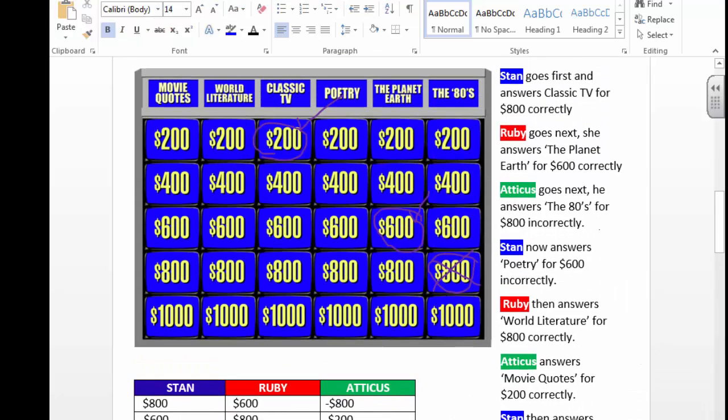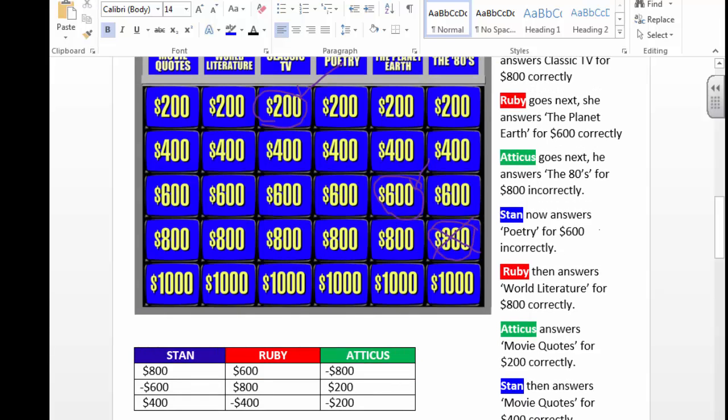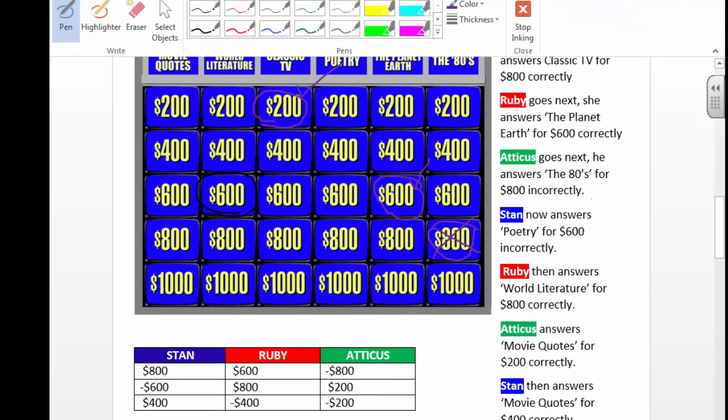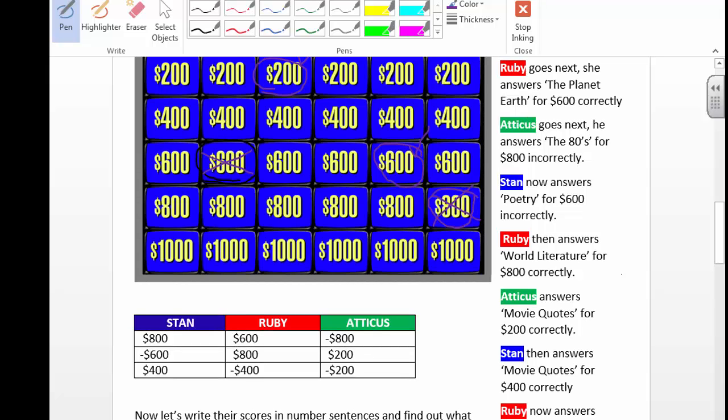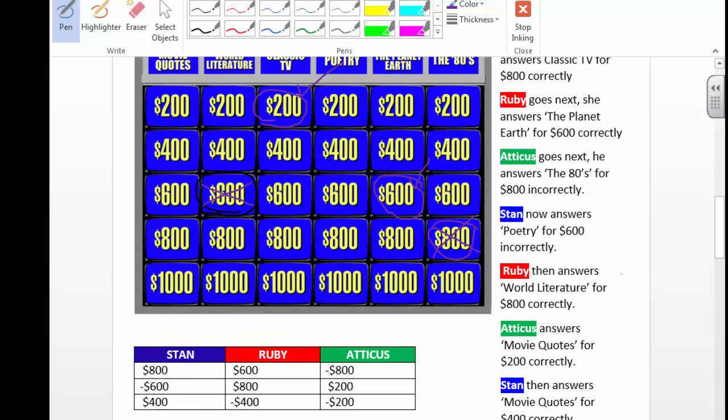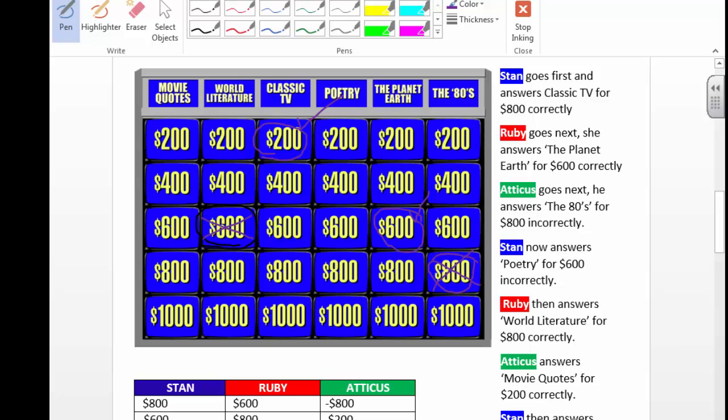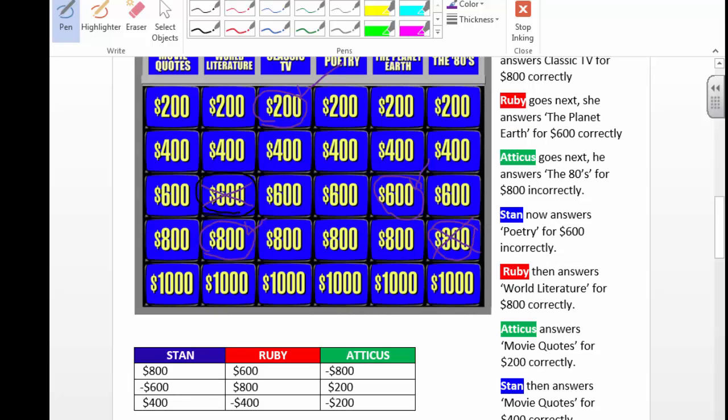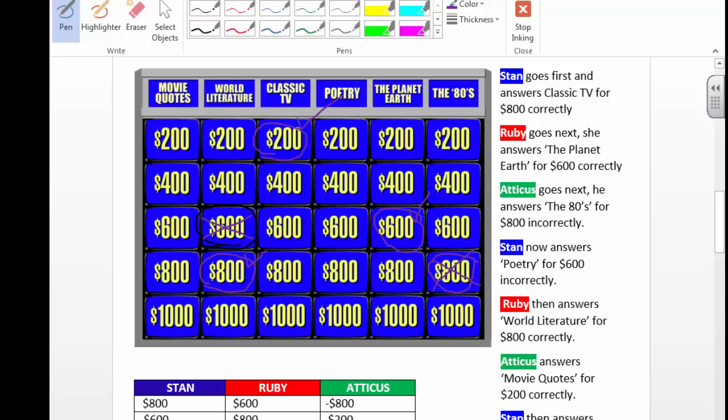All right, Stan gets the next turn. Now he answers poetry for 600, answers incorrectly. Aw, bummer. Okay, Ruby gets another turn, and she answers world literature for 800, and she answers it correctly. Good job, Ruby. Okay, then Atticus gets another turn. He answers movie quotes for 200 and he answers them correctly.